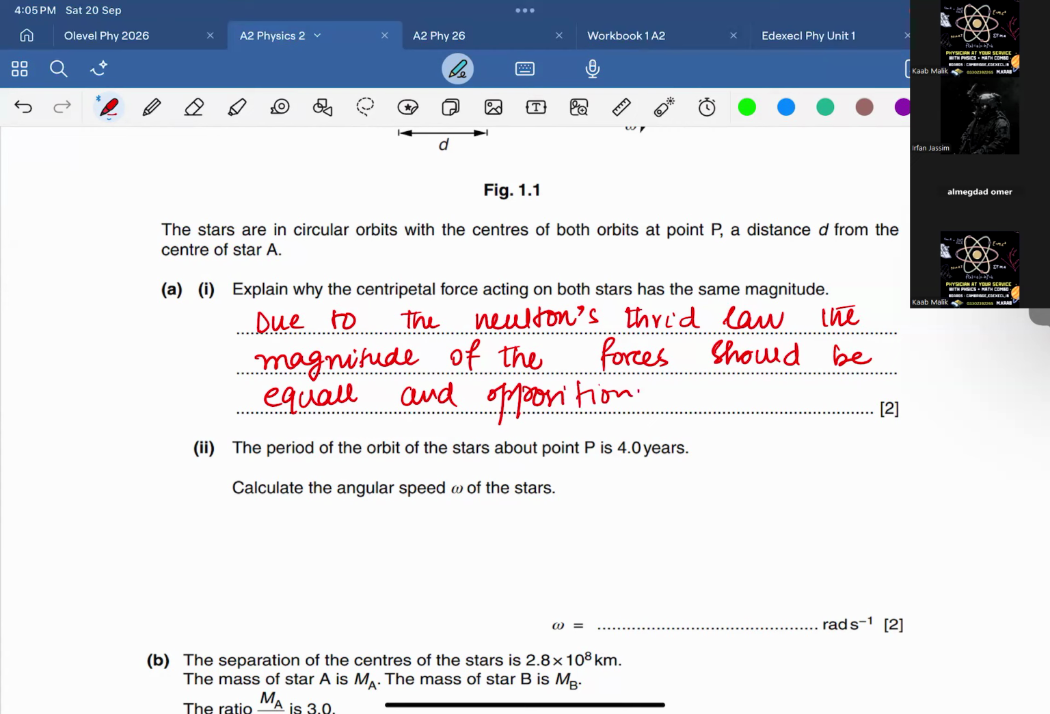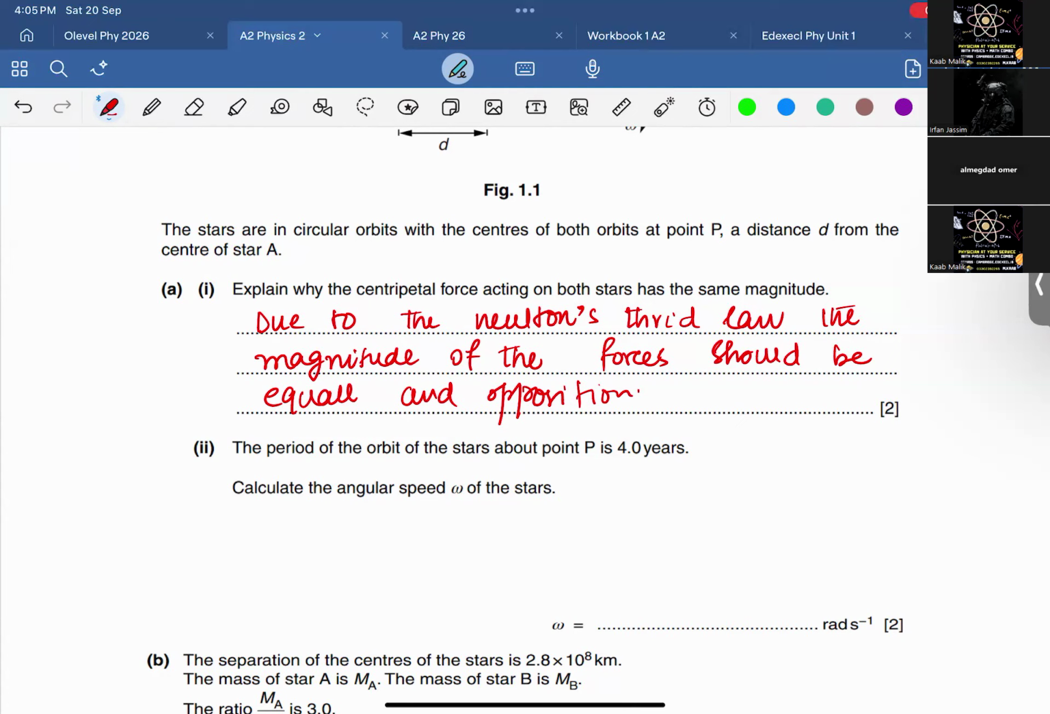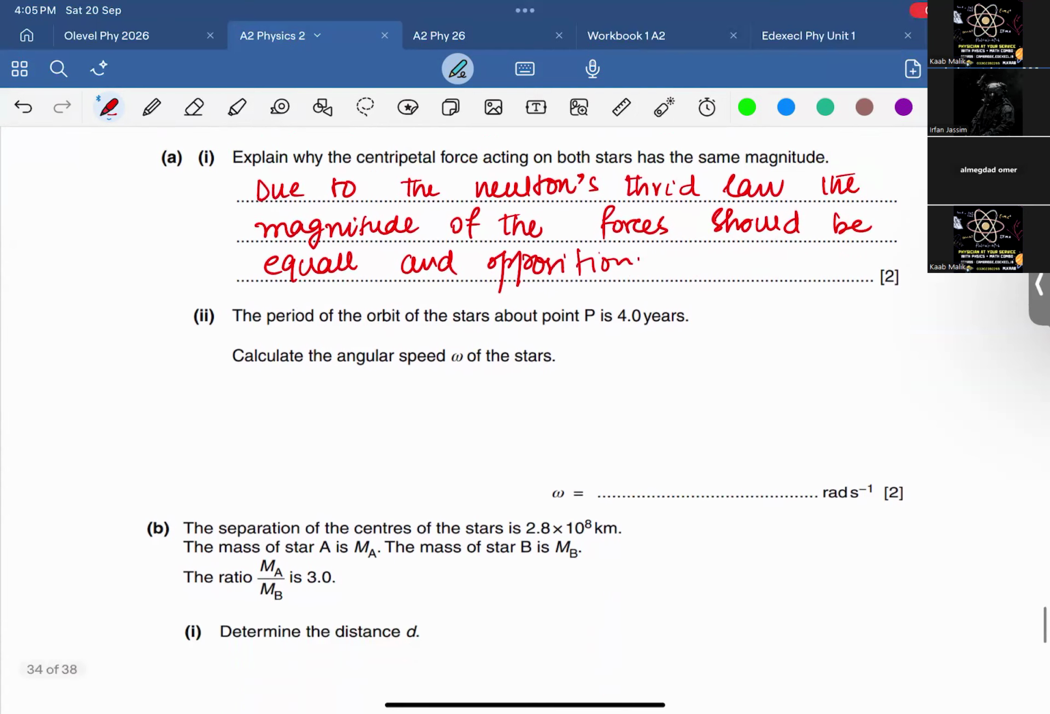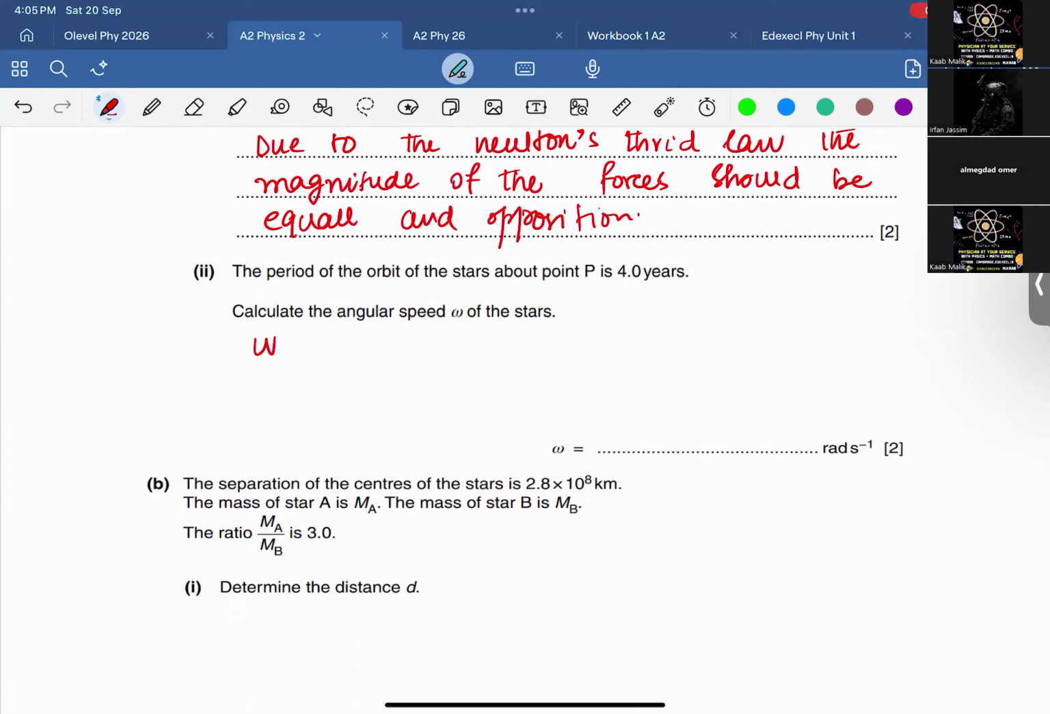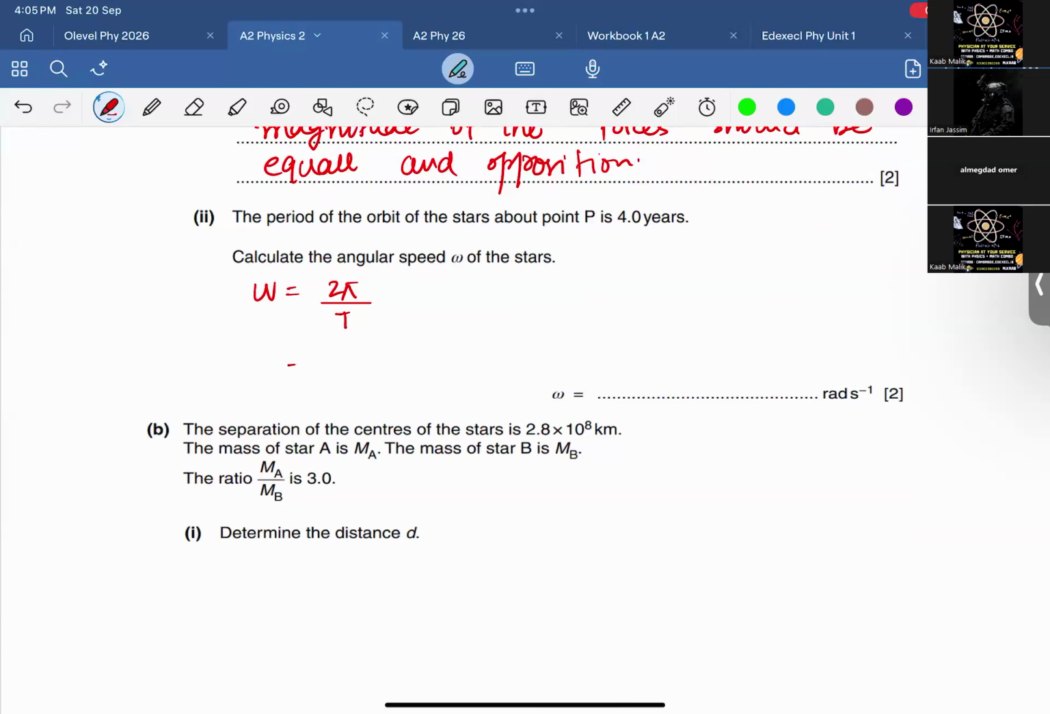The period of the orbit of the stars is about 4 years. Calculate the angular speed omega of the stars. So omega is 2 pi over T. Very good. So 2 pi over T, where T is 4 years. 4 into 1 year contains 365 days, 1 day contains 24 hours, 1 hour contains 60 minutes, 1 minute contains 60 seconds.